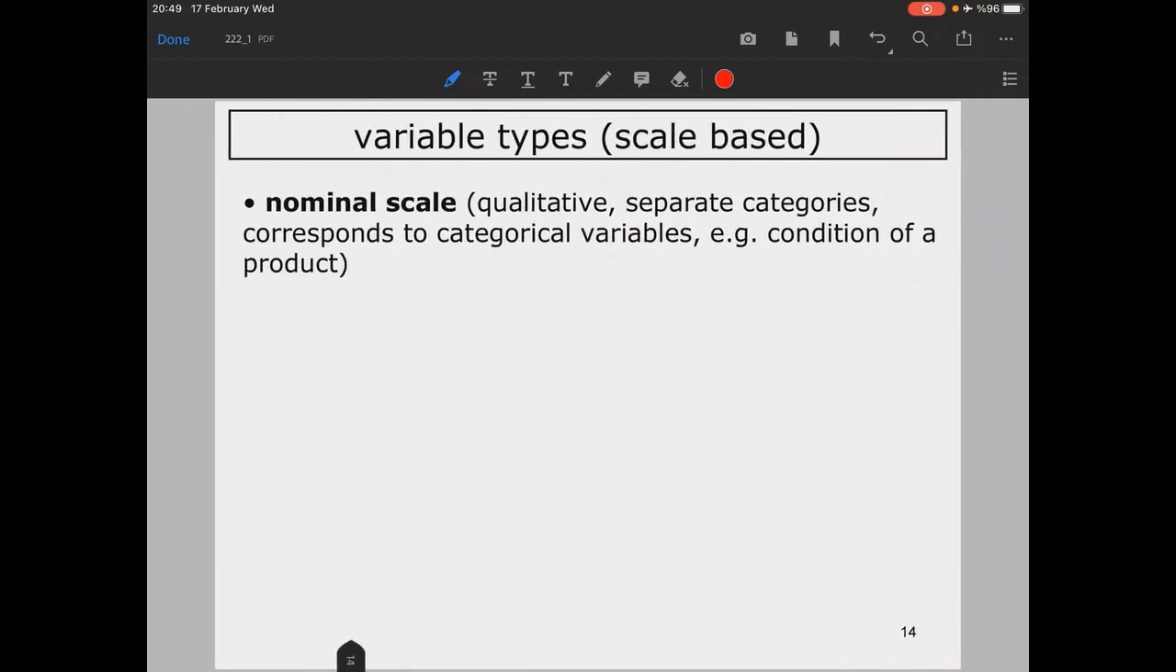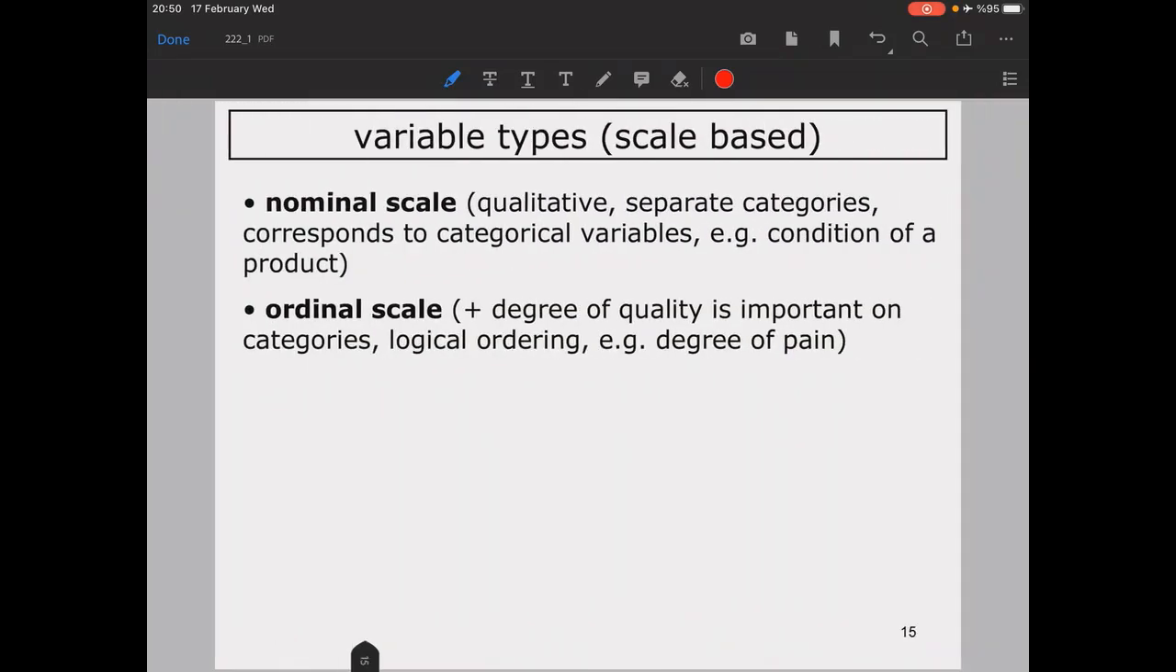And variable types can be categorized again in a different manner as well, this time not based on their nature, but based on their scale, how they get measured. The nominal scale is definitely strictly qualitative. They have separate categories in it and each of the categories correspond to those categorical variables. For example, the condition of a product. Is it working or is it broken? Is it old or is it new? Is it long or short or whatever? Okay.